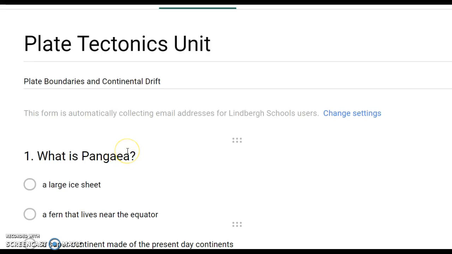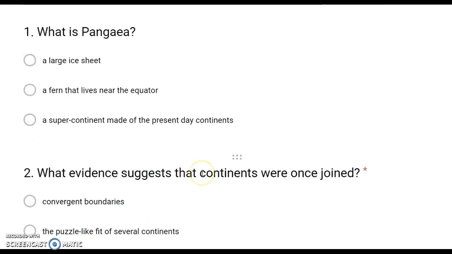This is a reading of the Plate Tectonics Unit Test. I will be reading to you the question and the answers for each question. Remember that you can pause and listen to it again if you need to. Here we go. 1. What is Pangaea?